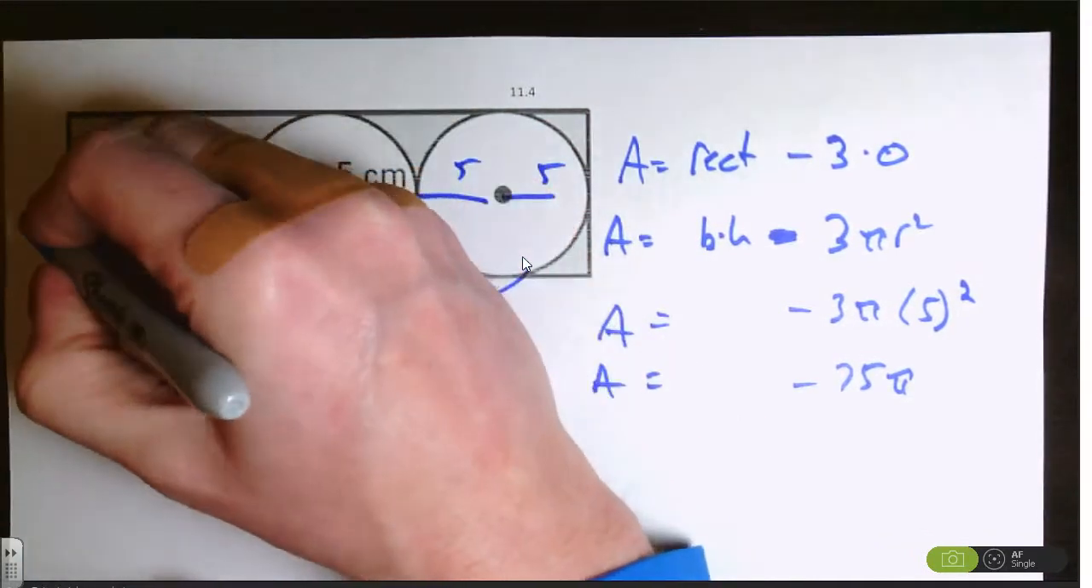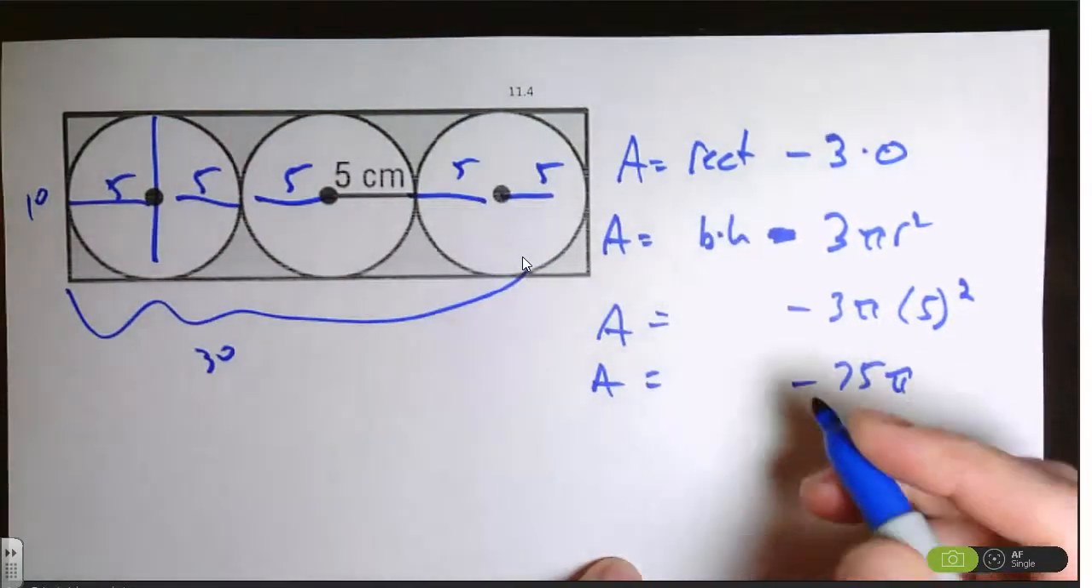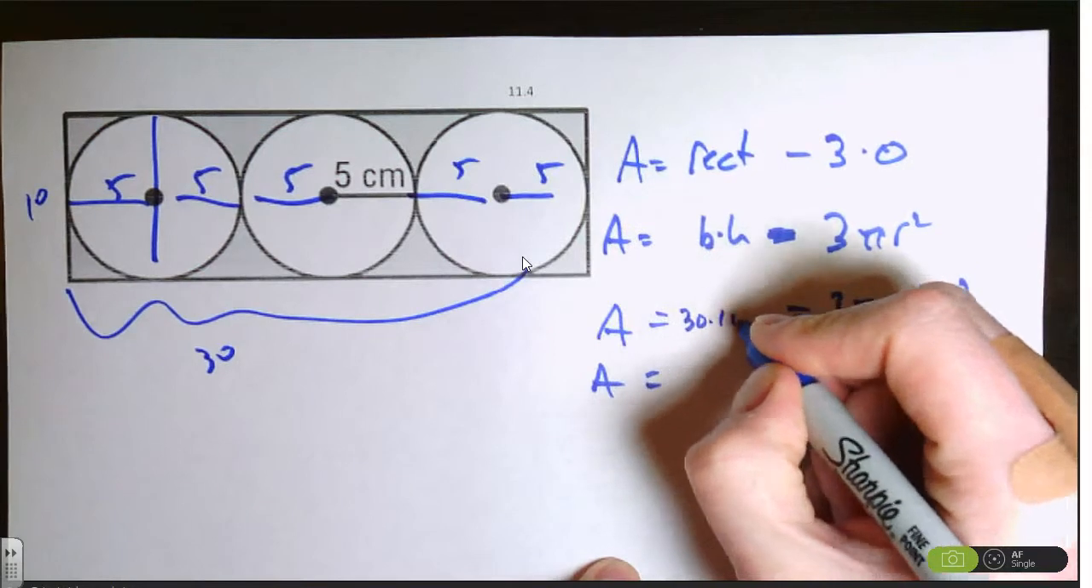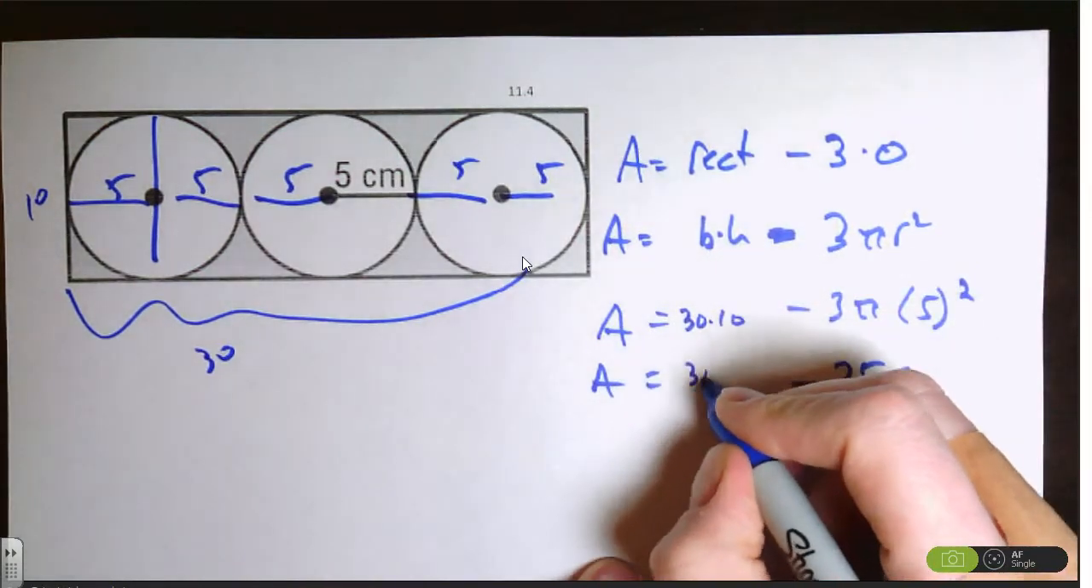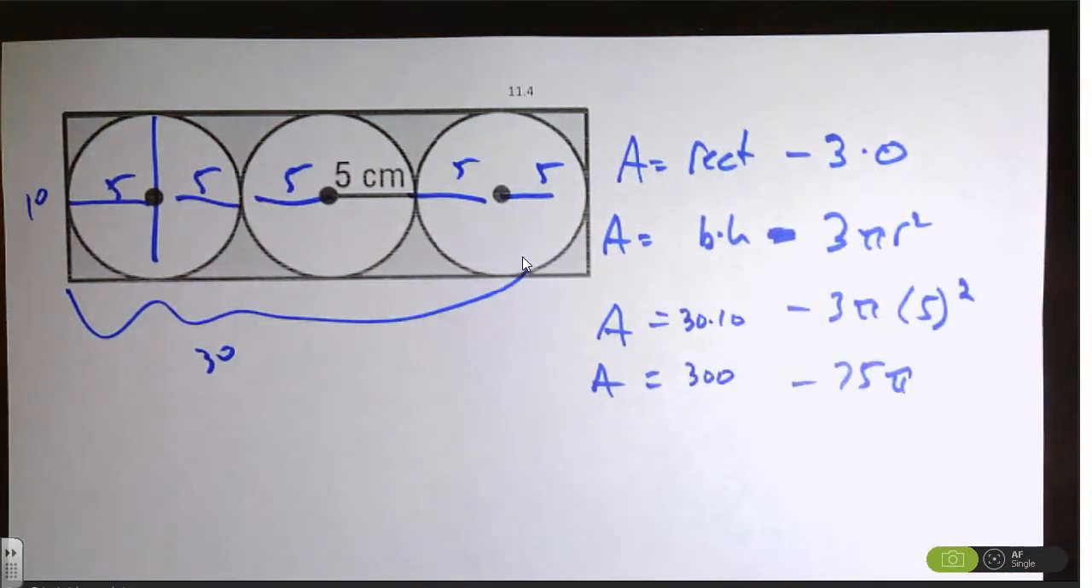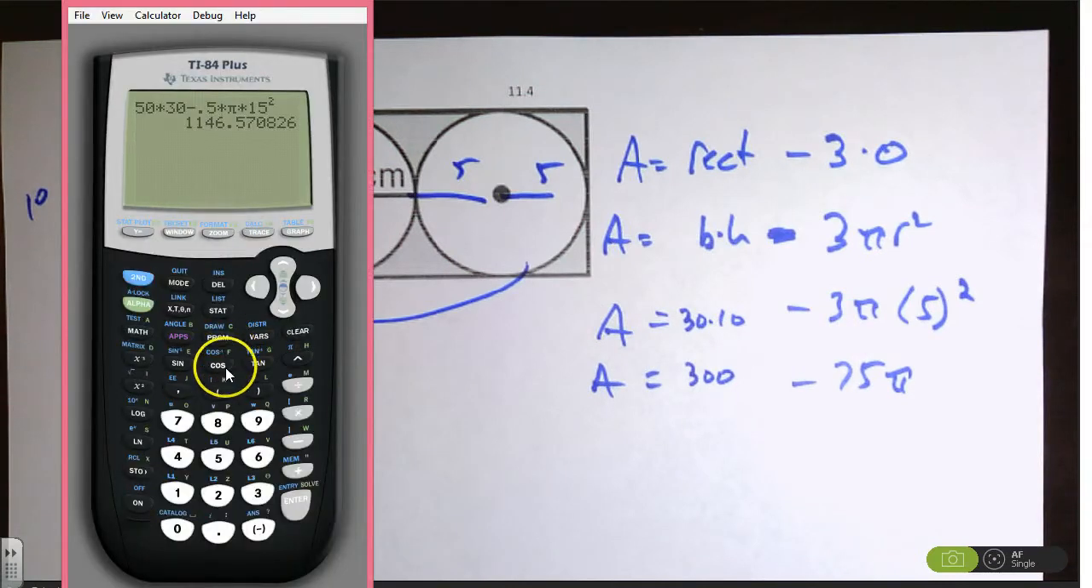Then what I have to recognize is, okay, 5, 5, 5, 5, 5, 5. More importantly, it's 10 for each diameter, so it's 30 across. But then it's also 10 this way, so 10 for the height. So the base is 30, the height is 10. So this is 300 minus 75 pi. That's the exact answer, 300 minus 75 pi. The approximate answer is 64.4.